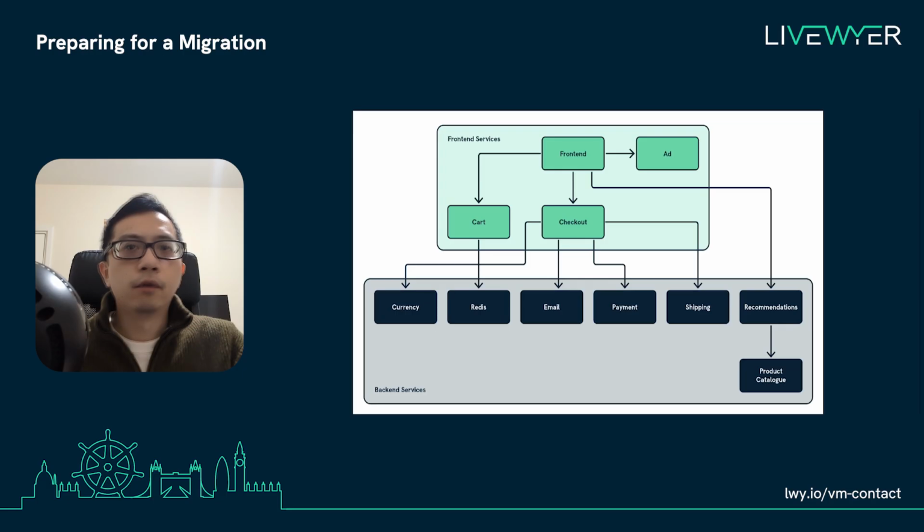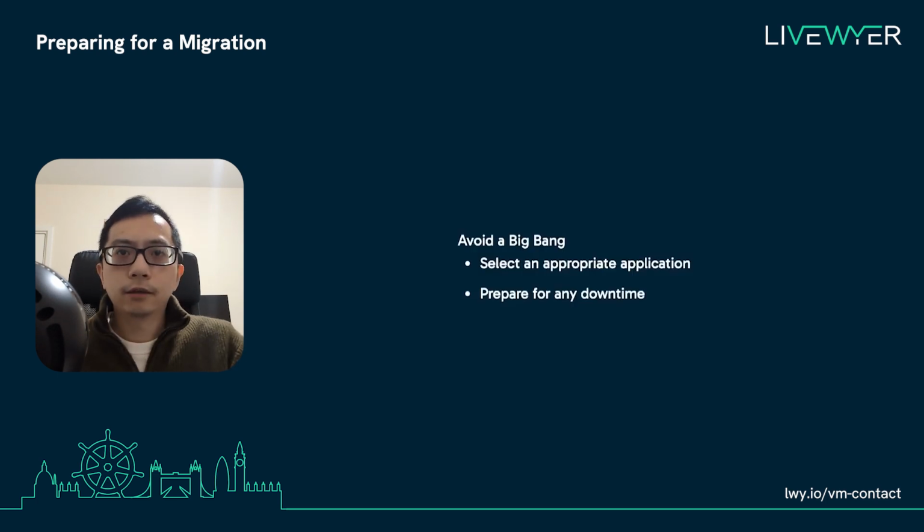For example, it could be a critical application where if your team is able to migrate it successfully, you know that your team will have the confidence to migrate all other applications. Whichever application you select, you must prepare the application, its infrastructure, and your teams for any potential downtime or disaster recovery. So once you've selected an application, you will need to prepare its VMs for the migration.